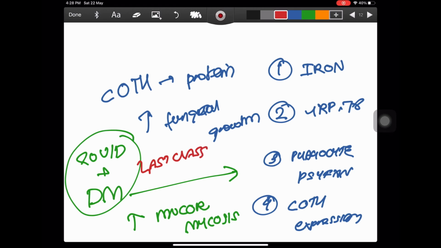Okay, so if you want, you can just go back and see the class, the relationship between COVID and diabetes, and hence this causes mucormycosis, and this mucormycosis, the pathogenic mechanisms are all this. Okay, now to the final point, just a final quick point.